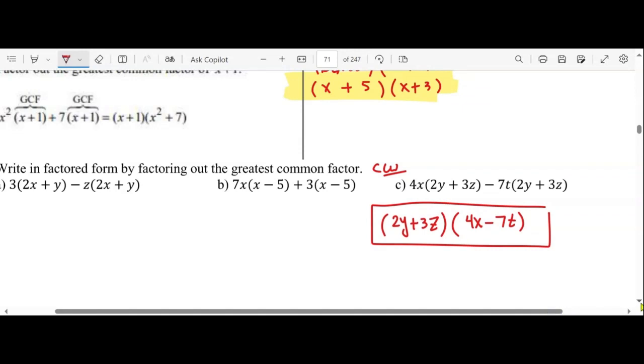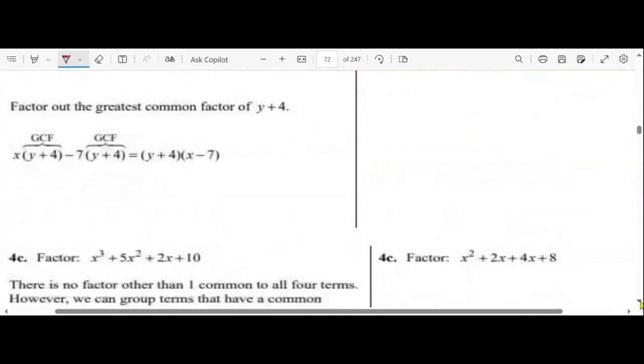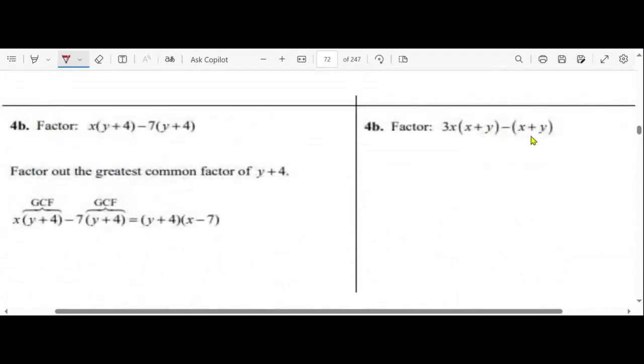Yalla, next one. Do you have blah blah blah here? Yes. What's the blah blah blah? X plus y. What's left? 3x minus 1. Excellent. Any questions? Next.